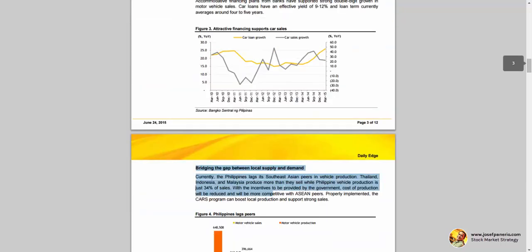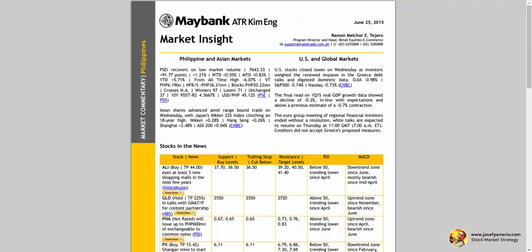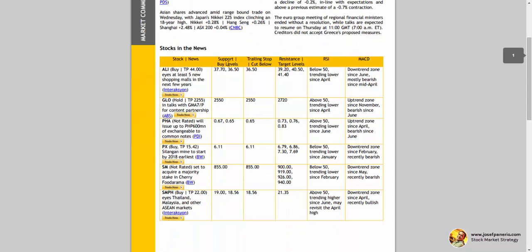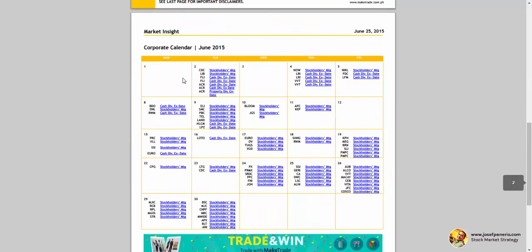And this one is a market insight. So this is provided daily. What are their views on the Philippine market and the Asian market, and the other stock news, and the market calendar for June. So it's already shared here.